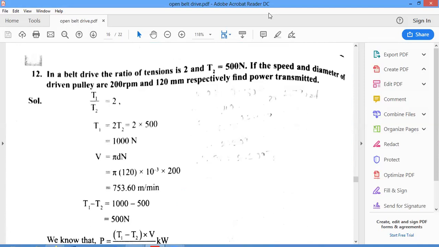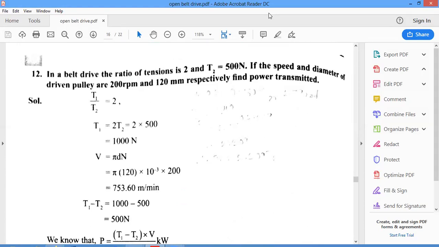Okay, so here in a belt drive, the ratio of tensions is 2 and T2 is 500 newtons. If the speed and diameter of the driven pulley are 200 rpm and 120 mm respectively, find the power transmitted. So what is the power transmitted? We have to find in this case.